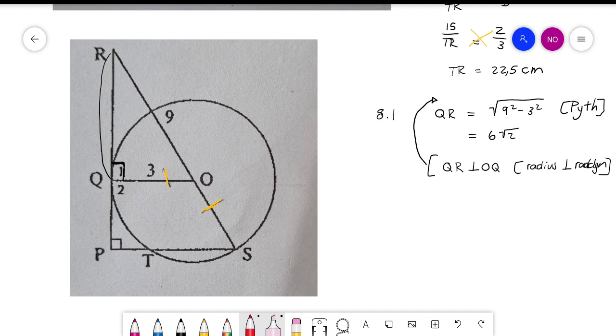Remember, your grade 11 geometry says if you have a tangent to a circle and you have a radius, then one of our theorems says that they will be perpendicular to one another.